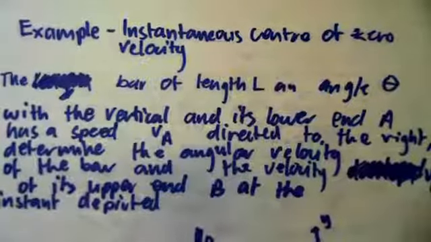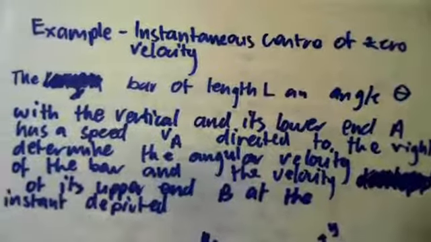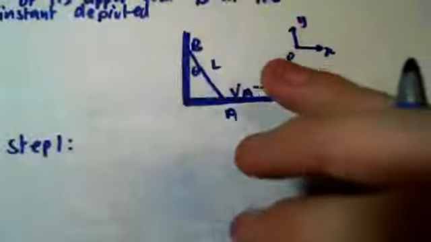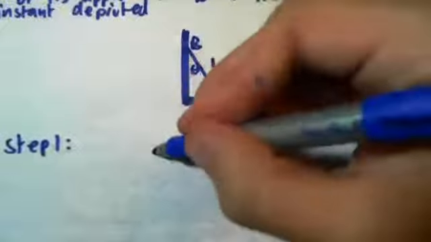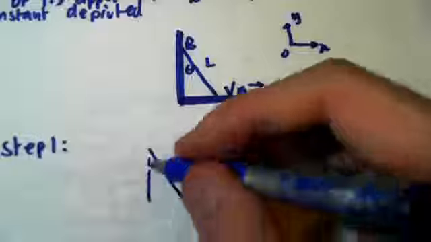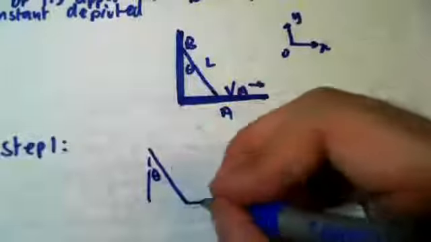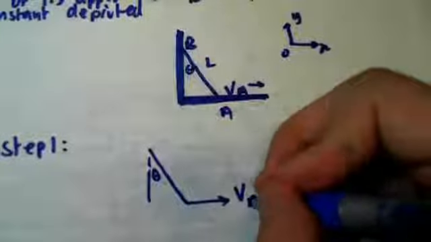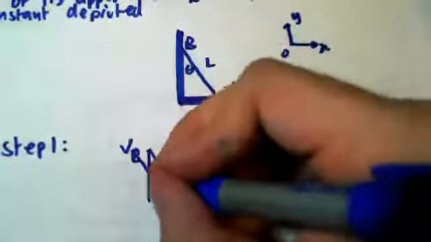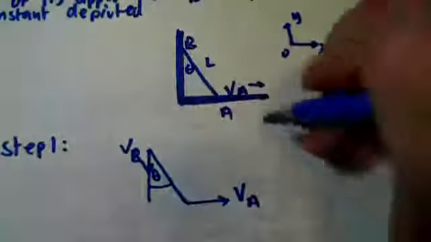Okay, the first step, step 1, is to isolate the bar. So we want to have a rigid body just of the bar. At the instant depicted, this is theta, and this is our V of A, and our V of B is downwards. And that angle in there is theta.